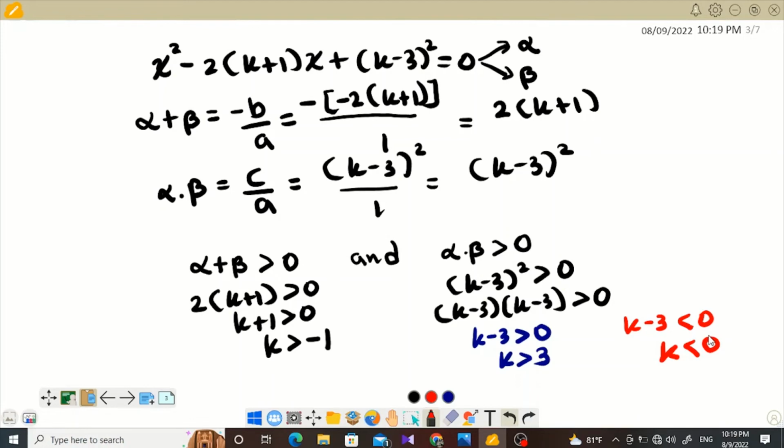So now we have to find the real k value range for the positive roots. From the first inequality we get k greater than minus 1, and here I made a mistake: it is k smaller than 3.